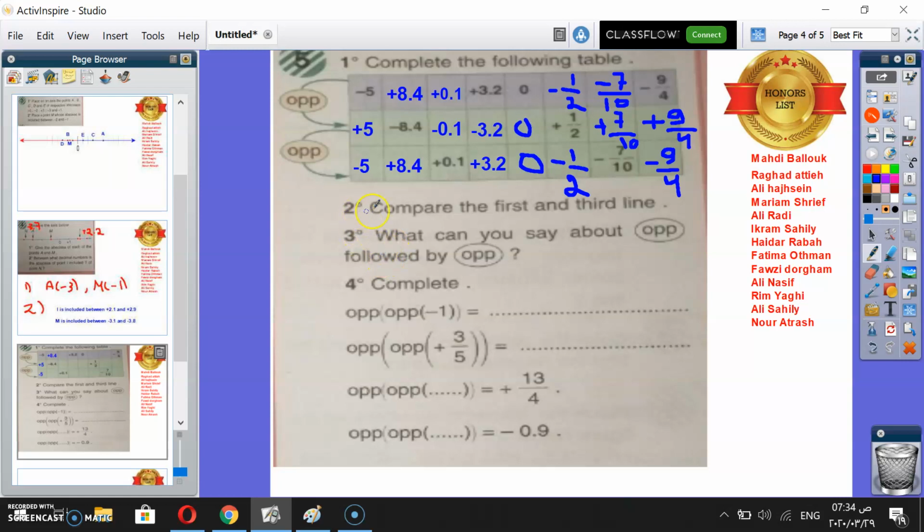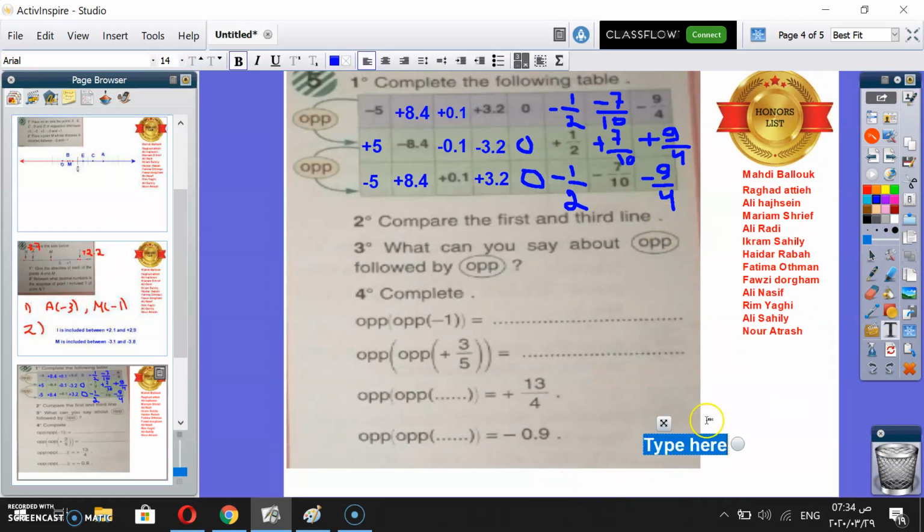Part 2. Compare the first and third line. This is the first line and this is the third line. As you notice, we have here minus 5 and here we have minus 5. Plus 8.4 and the plus 8.4. So they are the same. Plus 3.2 and the plus 3.2. Minus 9 over 4 and minus 9 over 4. So you can say here they are equal. I will write part 2 here.